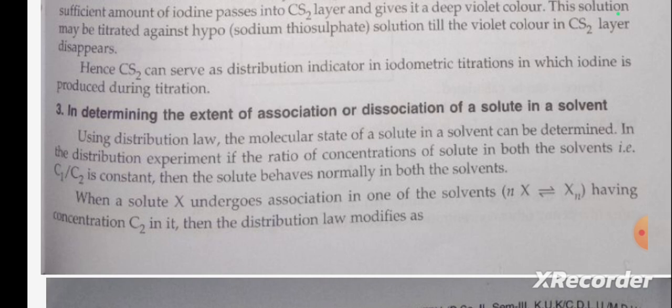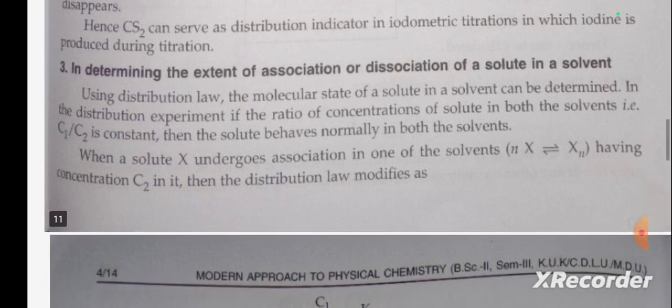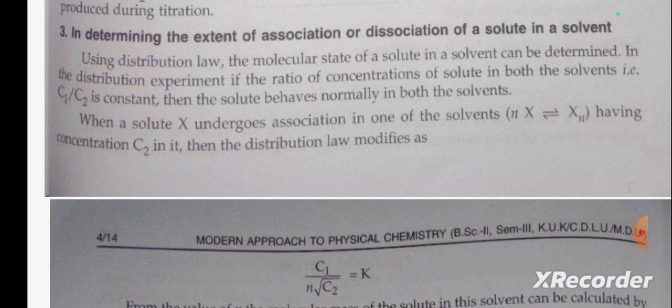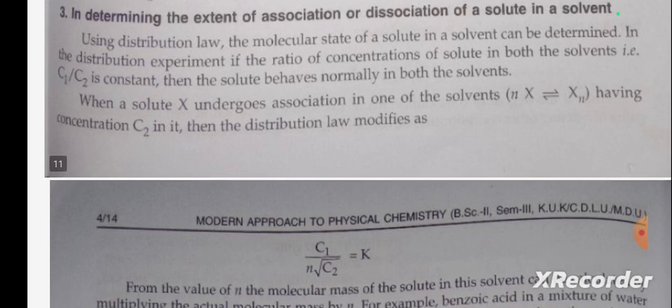In determining the extent of association or dissociation of a solute in a solvent, using the distribution law, the molecular state of a solute in a solvent can be determined. In the distribution experiment, if the ratio of concentration of solute in both the solvents, C1 by C2, is constant, then the solute behaves normally in both the solvents.